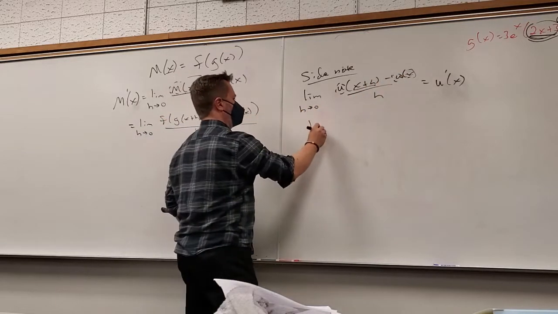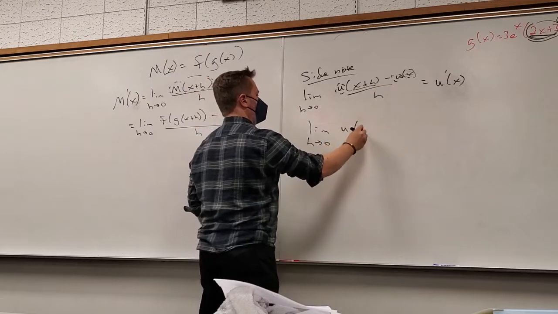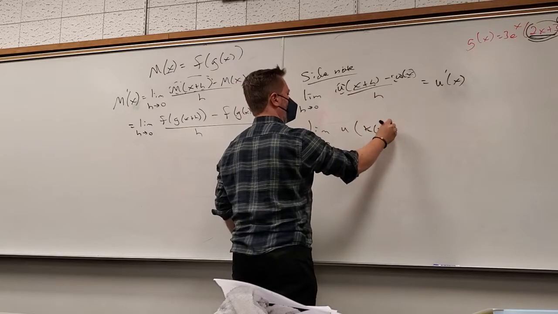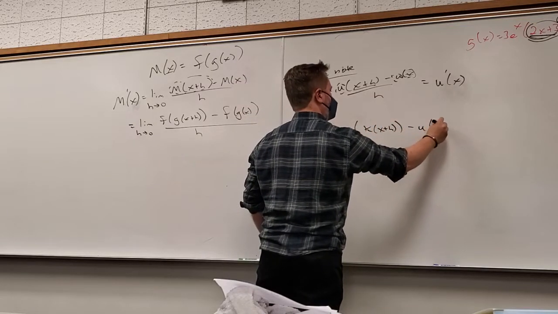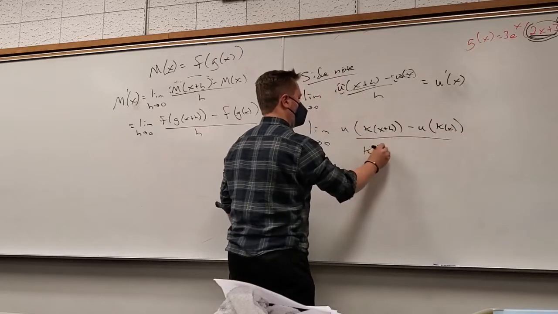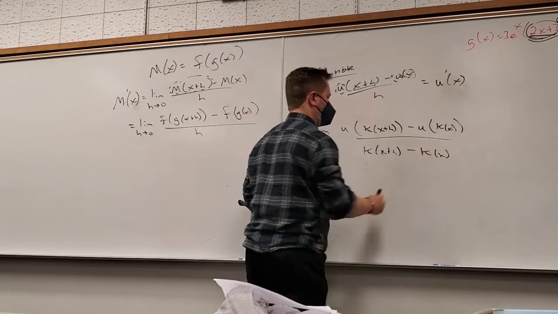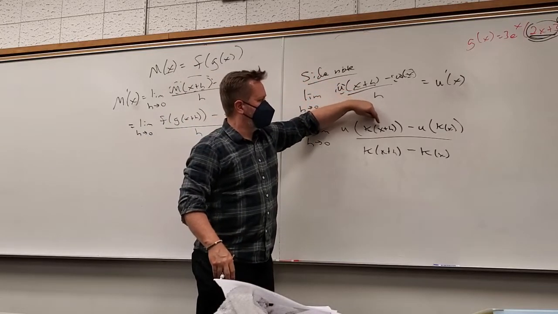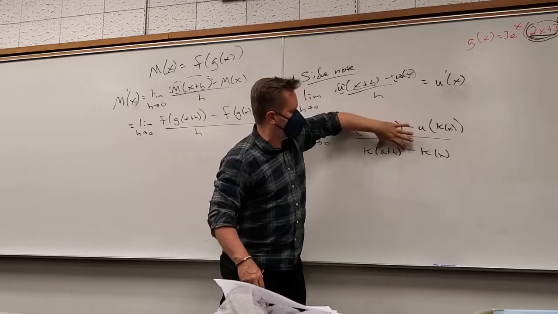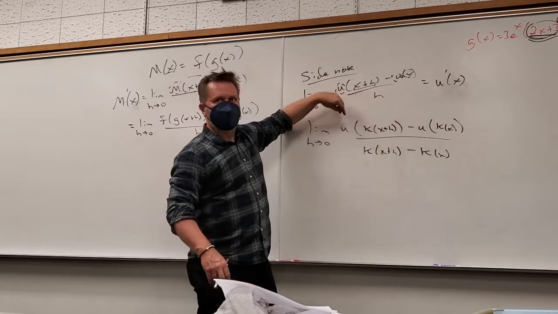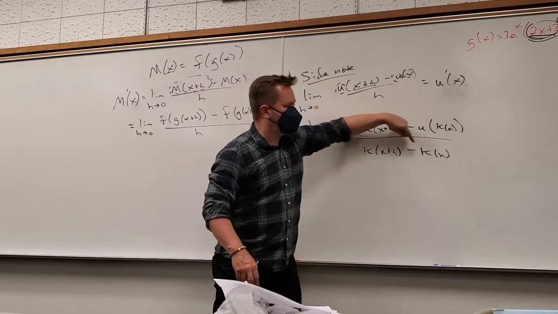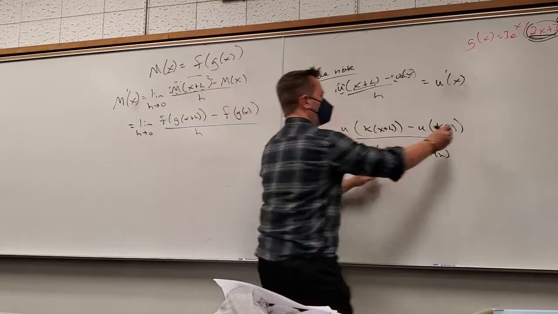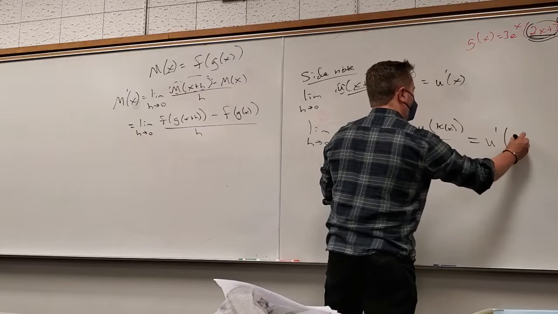All right, so what about if it was u of k of x plus h minus u of k of x over k of x plus h minus k of x? Does that follow the idea? The input here and the input here is down here, so it's the outputs, right? It's u of this minus u of this over the difference of the inputs. Isn't that y2 minus y1 over x2 minus x1? So that would be u prime of k. So it would be u prime of k of x.